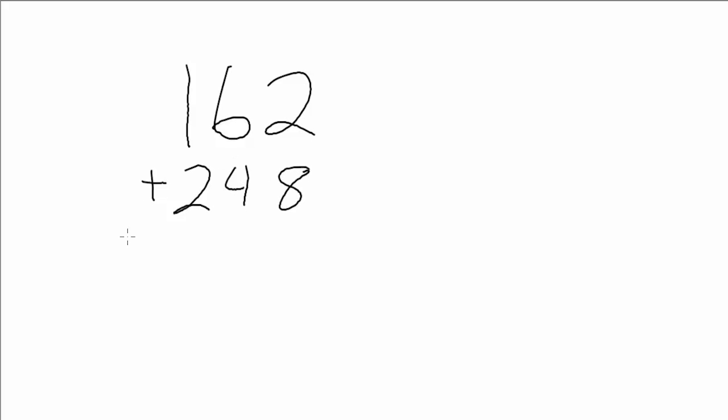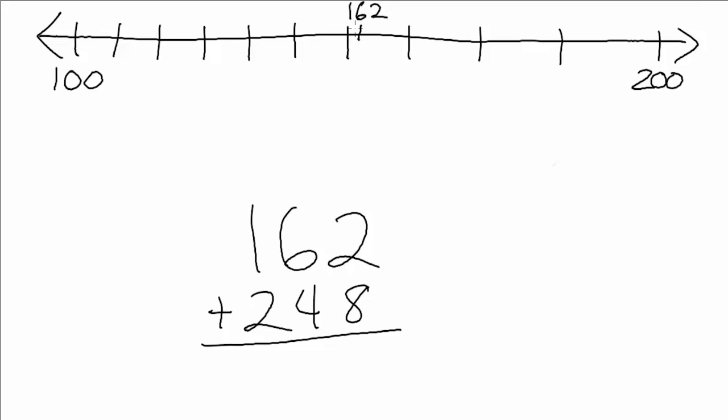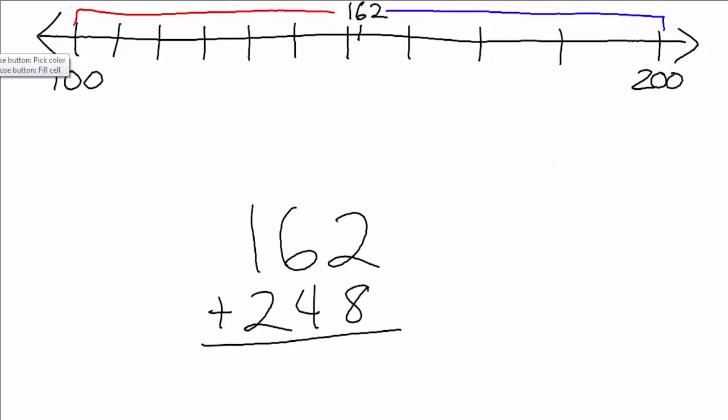162 plus 248, rounded in this case to the hundreds place. But we'll continue to use them throughout the remainder of this lesson. Using an open number line, we can see that 162 has a benchmark number of either 100 or 200. 162 lies closer to 200, therefore it will round to 200.